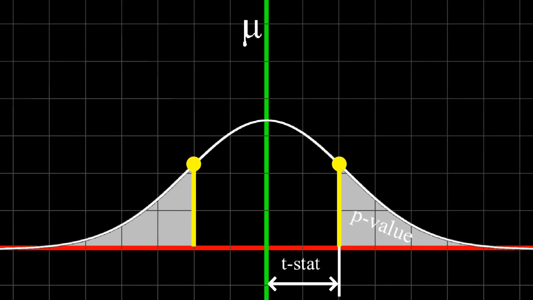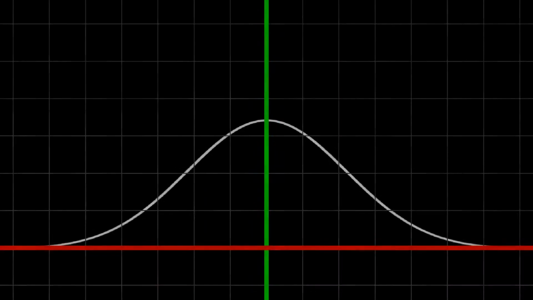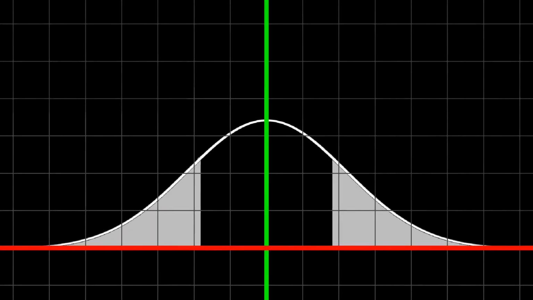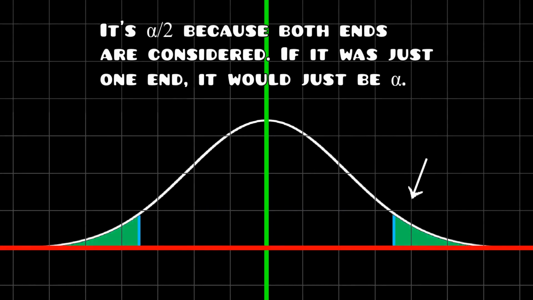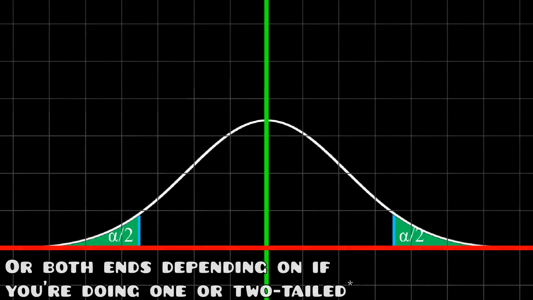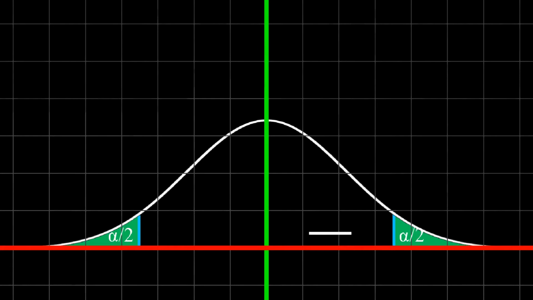But where is alpha and the t-critical value? Well, it turns out the total area under any normal distribution is exactly 1, or 100%. Alpha is the percentage under the curve from the tail end, and the t-critical value is the distance from the center point where alpha reaches, as shown here. This is cool, but it doesn't answer our question from earlier.